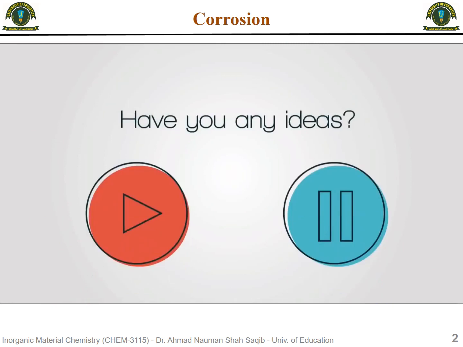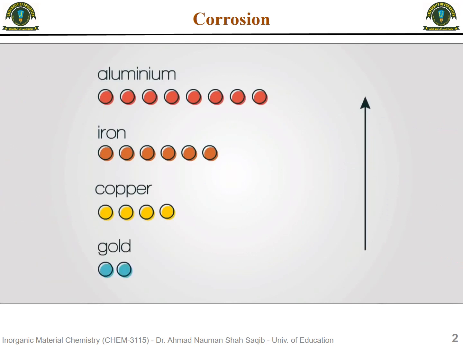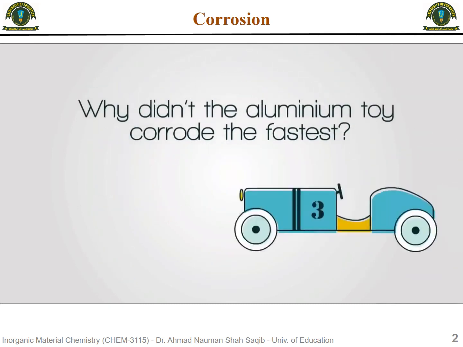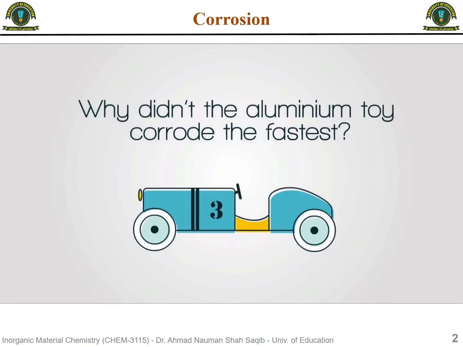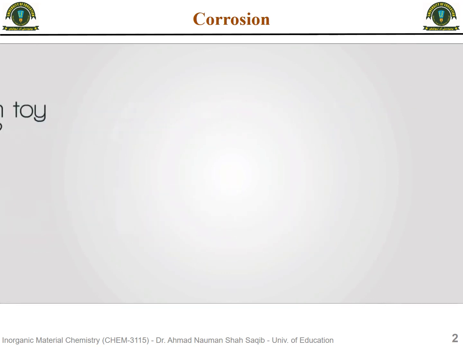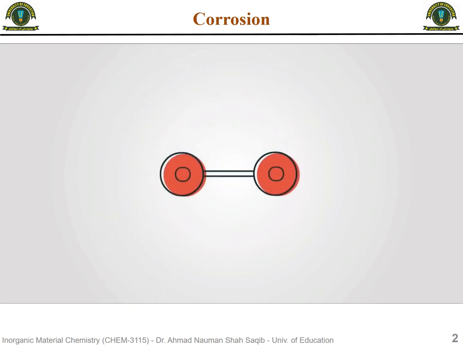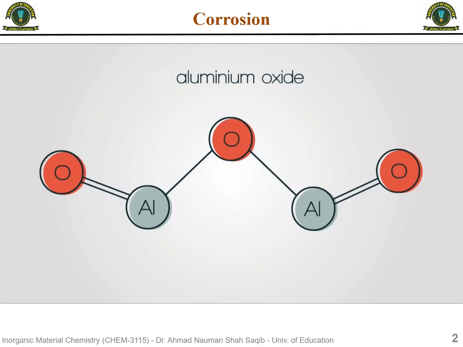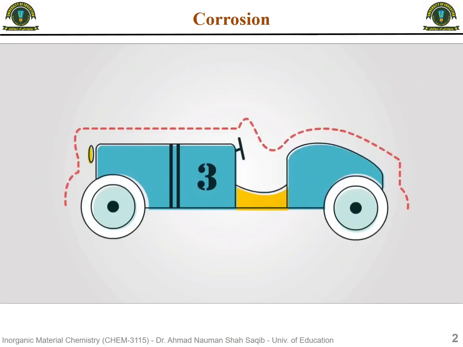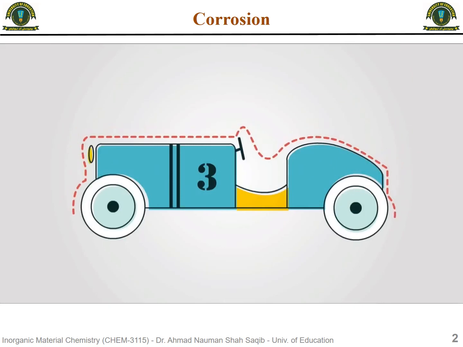The reason is the metals all have different reactivities. Iron corrodes faster because it is more reactive than the copper and the gold. But you may be wondering, well, why didn't the aluminium toy corrode the fastest? The truth is, the aluminium is more reactive than the iron, so it reacts fastest with the oxygen from the air, forming aluminium oxide. Aluminium oxide is very unreactive because once the oxide layer is formed on the surface, it binds very tightly to the surface of the metal, so no cracks can form and cause further corrosion.